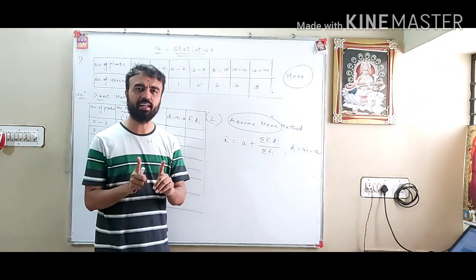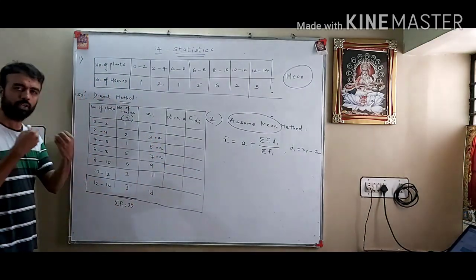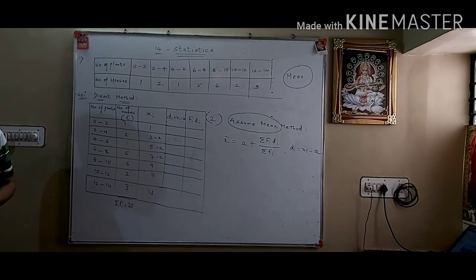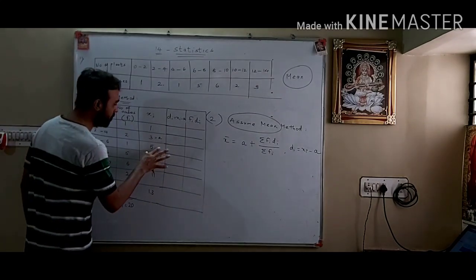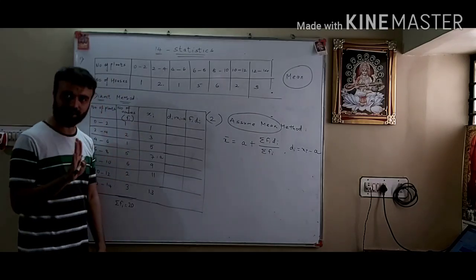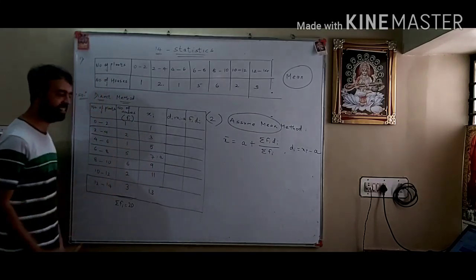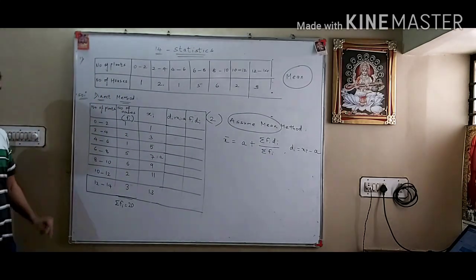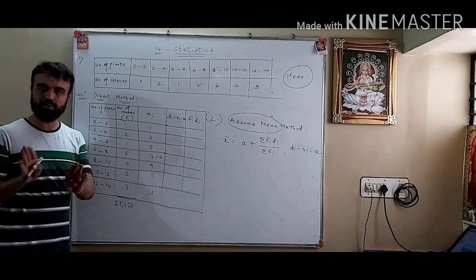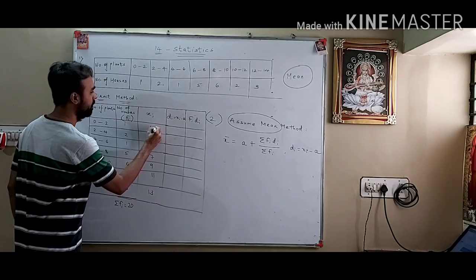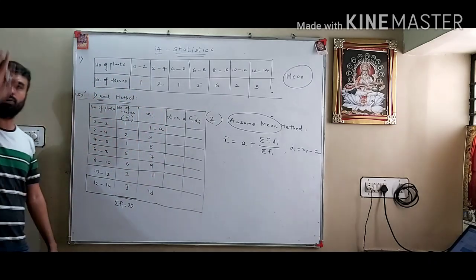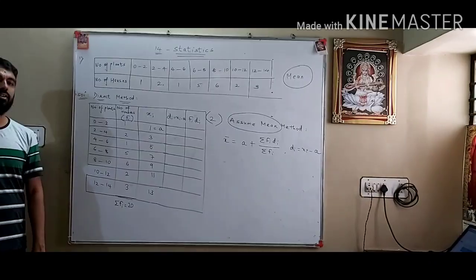And that is why you have full liberty. You can call any of the values A. Okay? No problems at all. Ideally, people call the very center value A. Exactly the middle value, they call A. But there is no rule. I am telling you, don't call it this one. I say always call the first number A. What is the benefit? I will tell you.